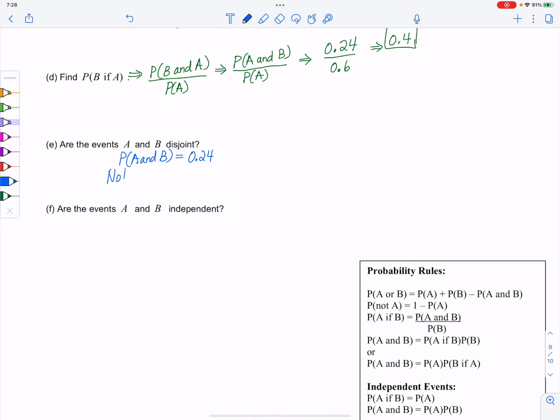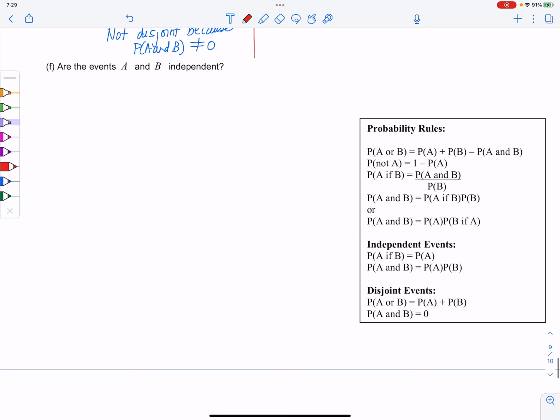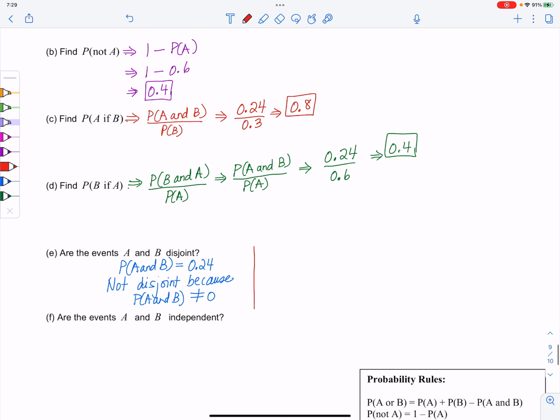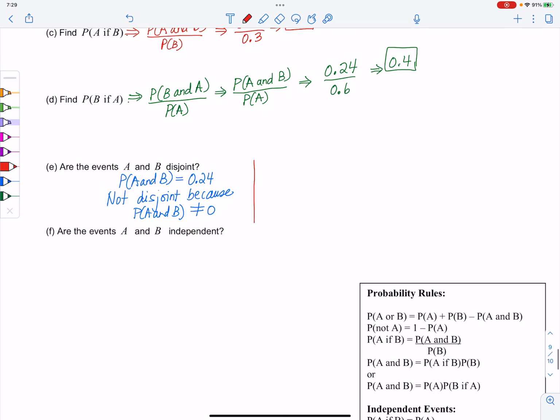So they are not disjoint because the probability of A and B is not equal to 0. Now, we could also show it with the other formula. The other one that has to be true is that the probability of A or B has to be the probability of A plus the probability of B. Well, we found the probability of A or B in part A. So we know the probability of A or B is 0.66. Is that the same as the probability of A plus the probability of B?